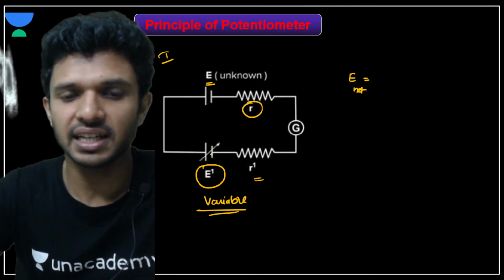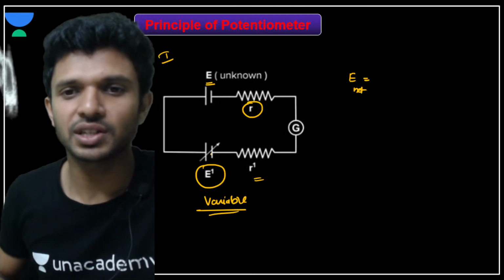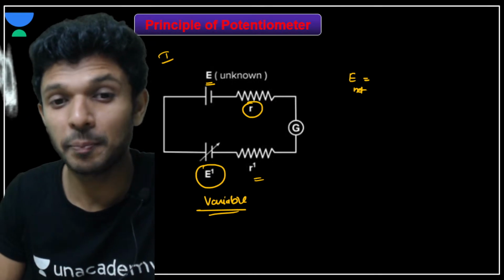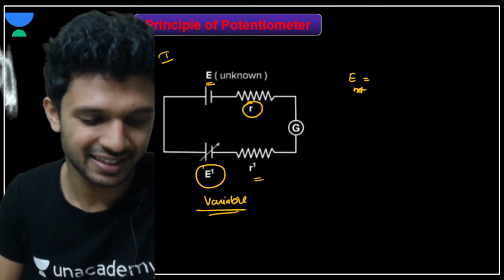If this is E and if this is E dash, tell me what is the net EMF? Is it E plus or E minus?